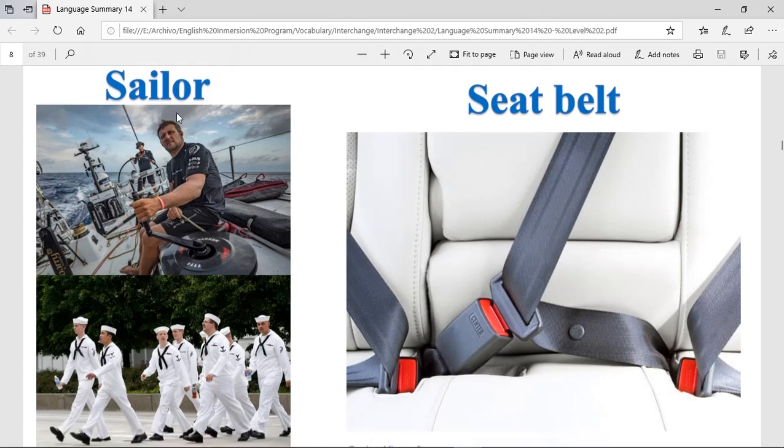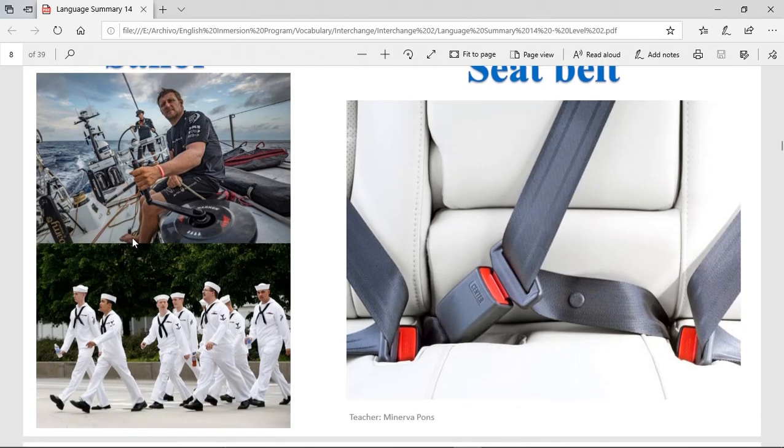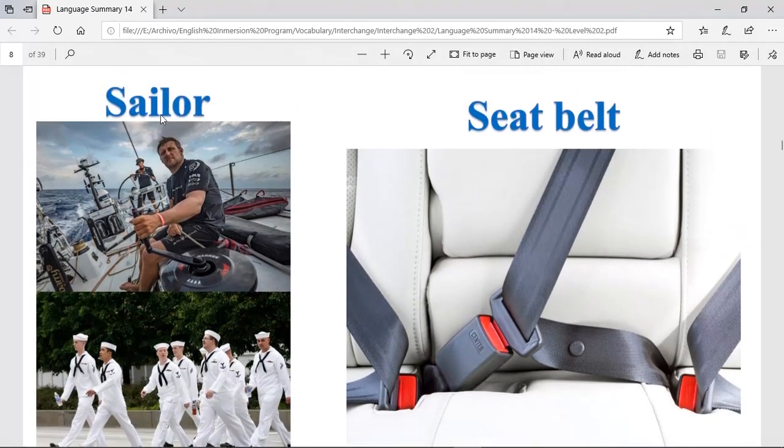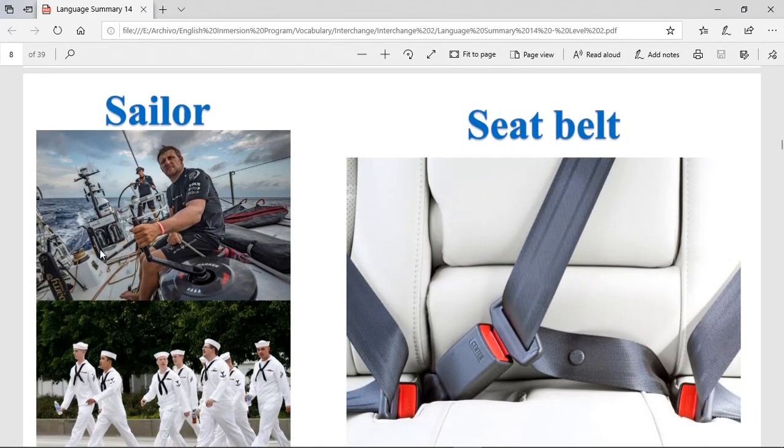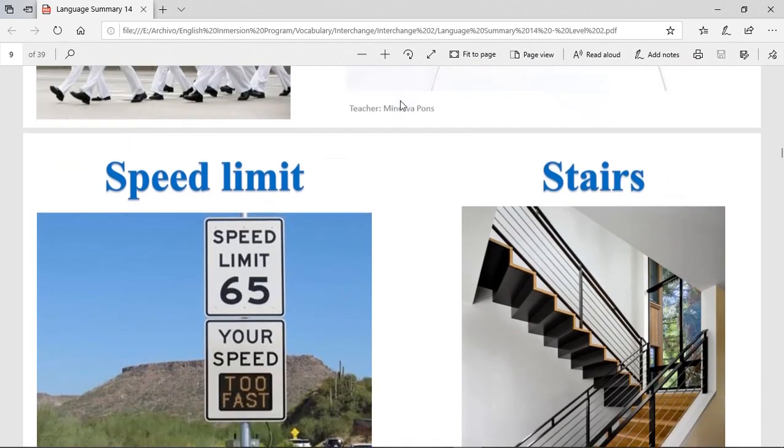Okay, we have a sailor. Sailors are the people that drive or sail boats. So sorry, it's not drive, it's sail boats. That's why they are sailors. They sail boats in the water, in the ocean. Seat belt. Those are the belt for the seats. They keep you from harm.